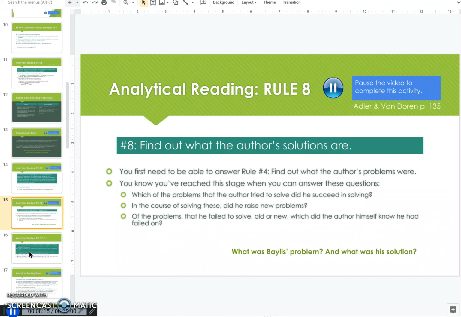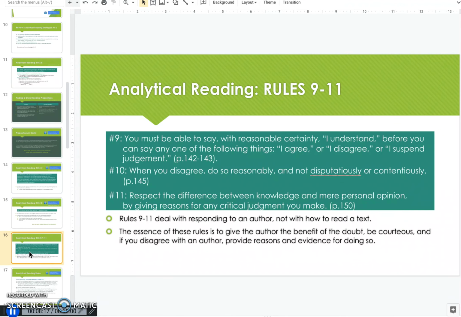All right, we're almost done with the analytical reading rules. I'm going to lump rules 9 through 11 together because they all have to deal with essentially the same thing. And that's how you respond to and treat the author of a text, okay? Basically, these rules have to do with respecting the author. So for Rule 9, you must be able to say with reasonable certainty, I understand what the author is saying, before you can say any one of the following things: I disagree with the author, I agree with the author, or I suspend judgment.